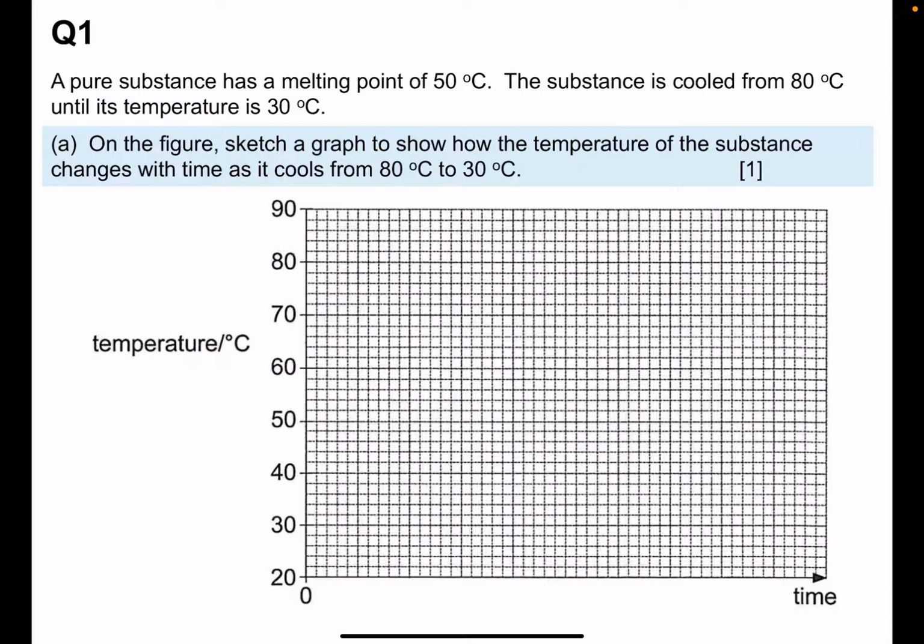Let's do some practice questions. A pure substance has a melting point of 50 degrees Celsius, and the substance is cooled from 80 degrees Celsius to 30 degrees Celsius. Sketch a graph to show how the temperature of the substance changes with time as it cools from 80 degrees Celsius to 30 degrees Celsius. So at time 0, we're going to start off at 80 degrees Celsius.